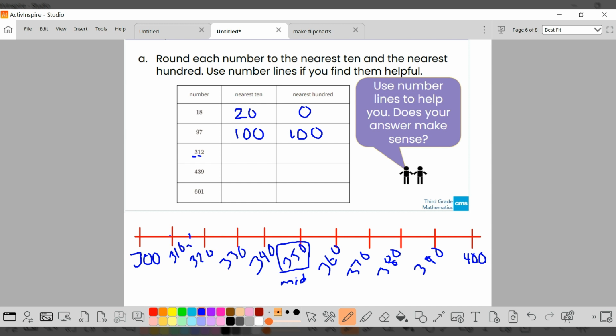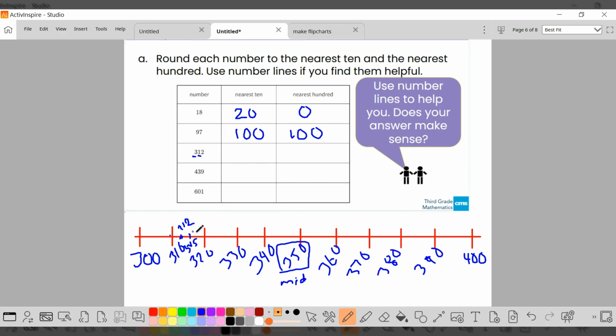315. See if I can make that look like a 3. 315. So 315 is my midpoint between 310 and 320. So 312 comes before 315. So this will be about 312. Not perfect, but about 312.